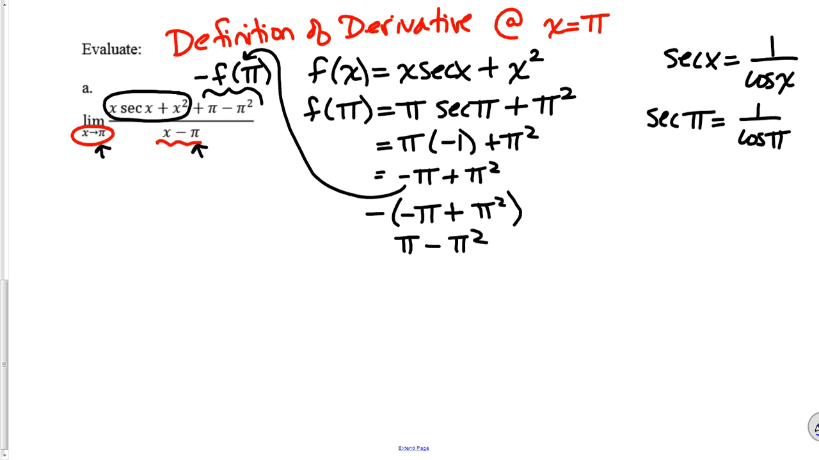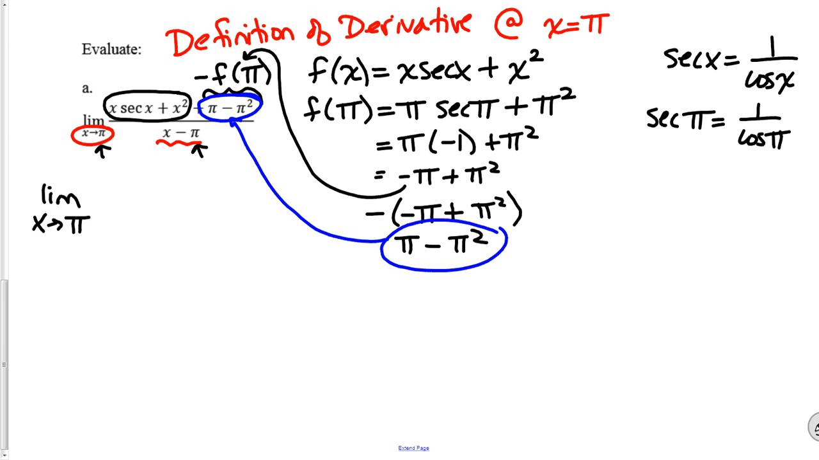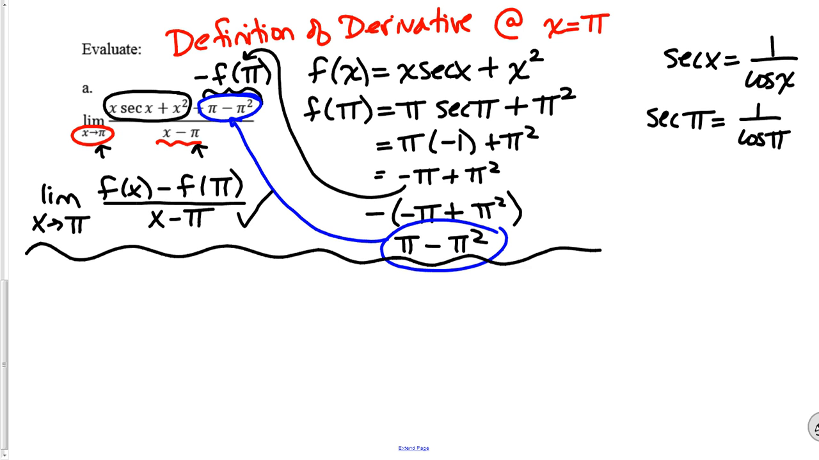And is this the same as this? And it is. So what this tells me is that I have the limit as x approaches pi of f of x minus f of pi all over x minus pi. And that is a definition of derivative. So I did all this stuff just to make sure this really is asking me for a derivative. And I haven't actually done my derivative. So let's do the derivative now.